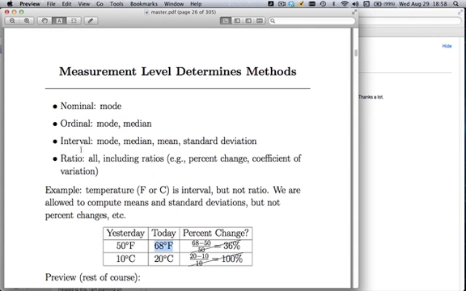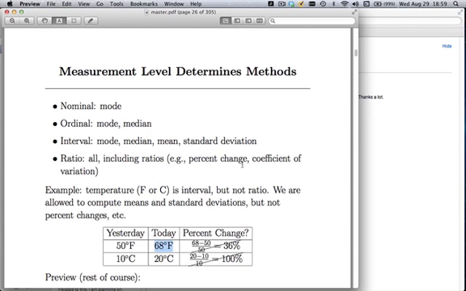When it comes to interval level data, we can do modes, medians, means. We'll talk about standard deviations next week. We can do all these things. The only thing we can't do are things like percent changes, as we just saw.